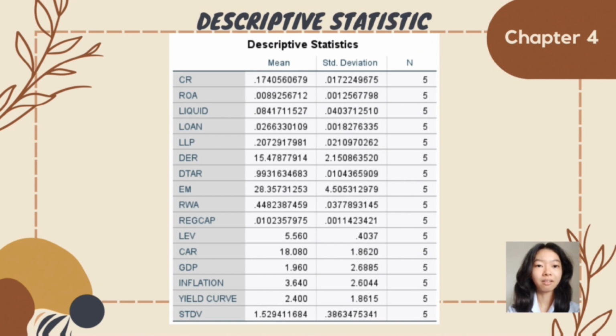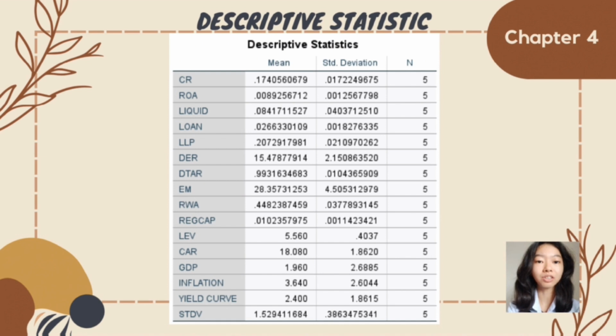First is the current ratio with a mean of 0.174 and a standard deviation of 0.017. Next, the return on asset has a mean of 0.09 and a standard deviation of 0.01. Moving on to liquidity risk, the mean is 0.084 with a standard deviation of 0.04. For the loan ratio, the mean is 0.027 and a standard deviation of 0.002. The loan loss provisions show a mean of 0.207 and a standard deviation of 0.021.